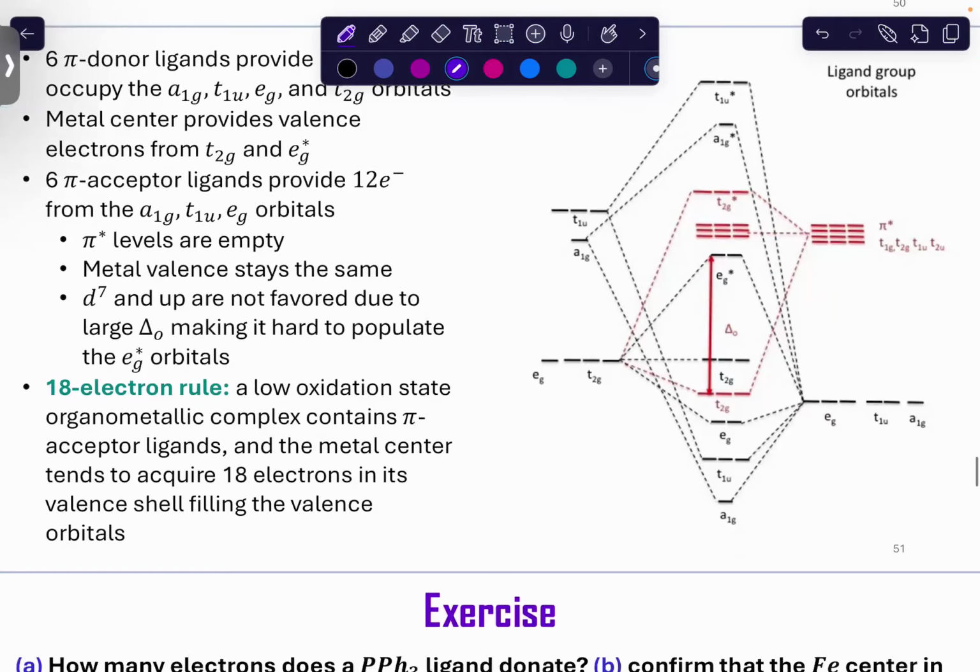So, like the thing about D7, for you to have a D7, let's even do low spin. Let's imagine a large delta O. There's 6 of them. I still have to have one up there, and that large delta O is really going to say no, not very favorable.